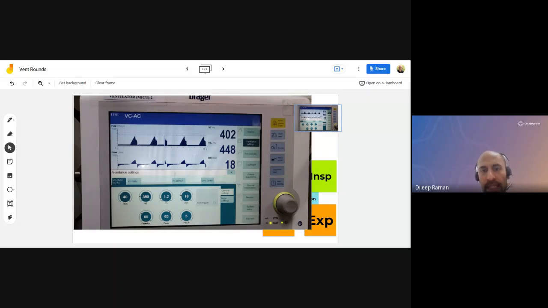Any more questions? Anything else you want to talk about here? This is a paralyzed patient, so there's actually no problem with the patient-ventilator synchrony. This is purely an exercise in how to tag a mode and how to figure out the control variable, the very first step.